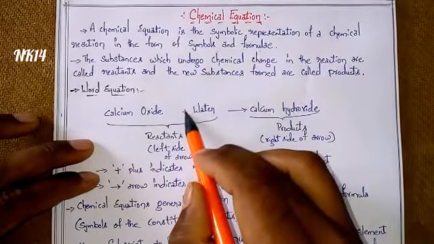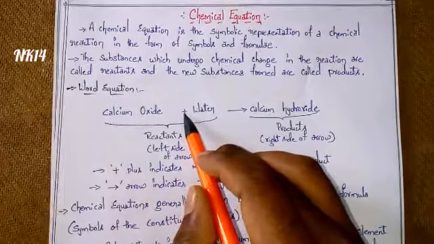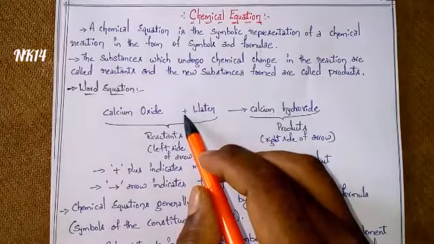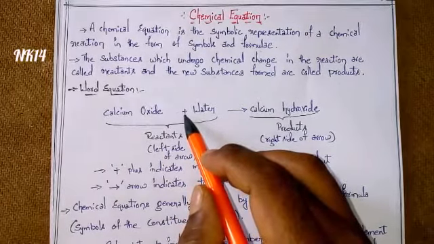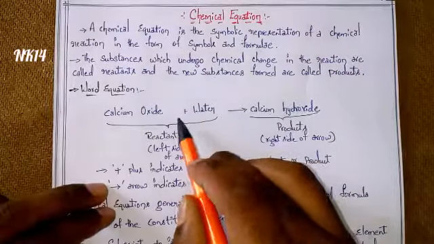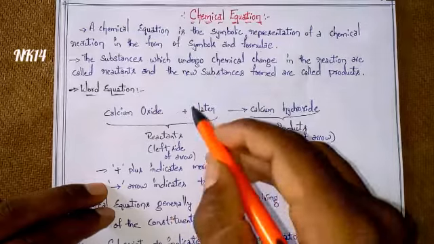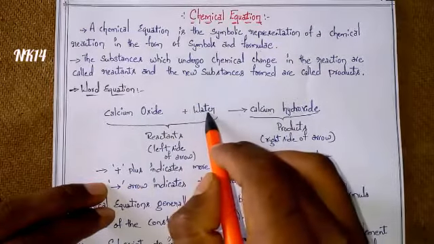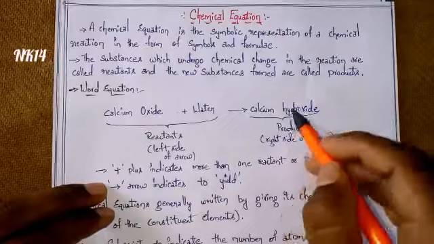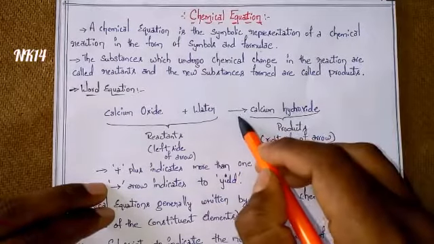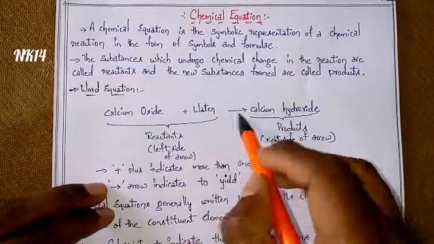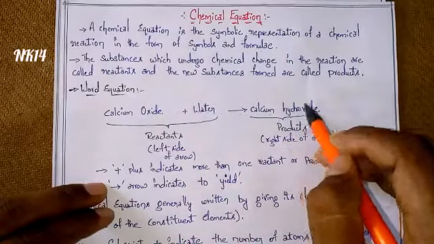Next, a plus symbol always joins two or more elements in the reactants or products. So here, as there are two, we have taken a plus, and this arrow indicates that the reaction of these two reactants gives one product. This is the "gives to", or we can call it "yields". Calcium oxide plus water yields calcium hydroxide.